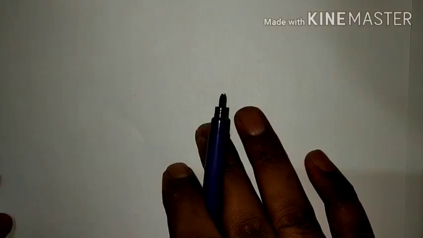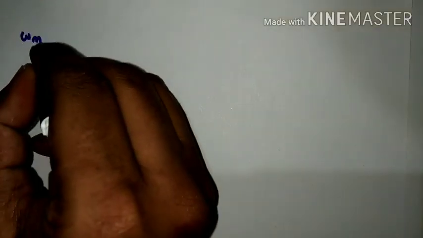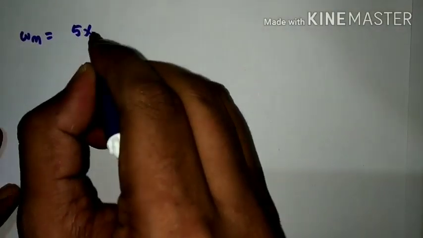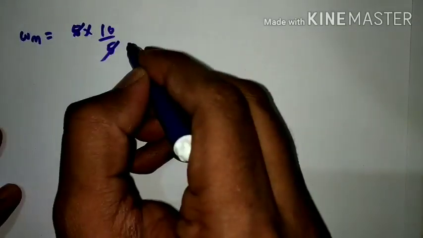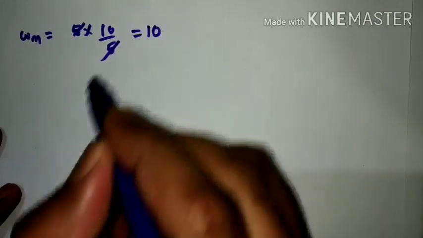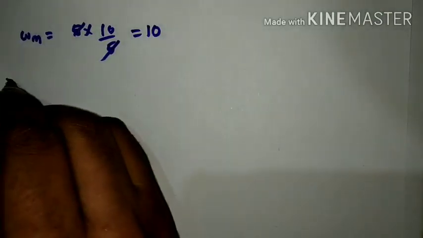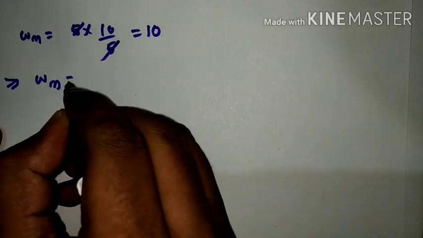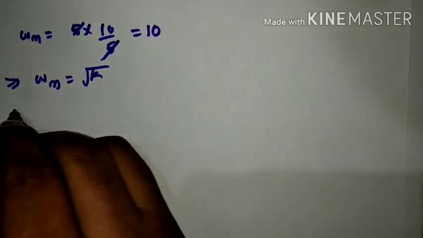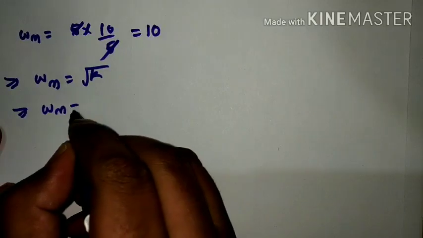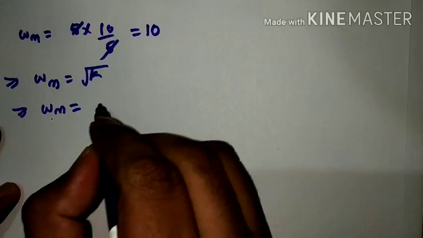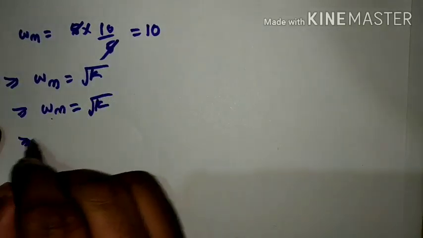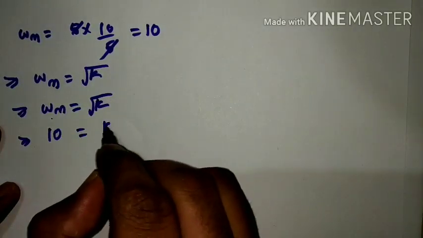5 by 5, 50. Okay, omega n is equal to 5 into 10 by 5, so you will get only 10. So omega n is equal to 10. So you already know omega n is equal to root k. So when you substitute omega n is equal to 10 in this place, you will get 10 is equal to root k.